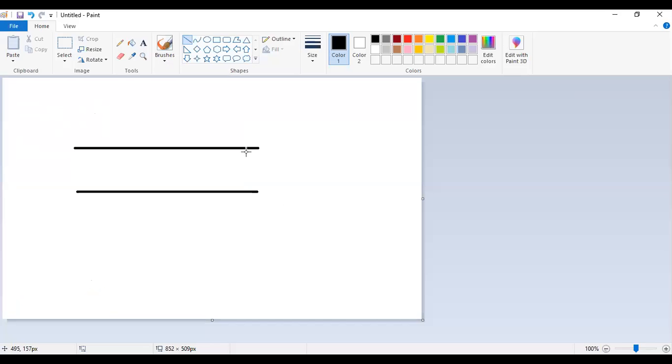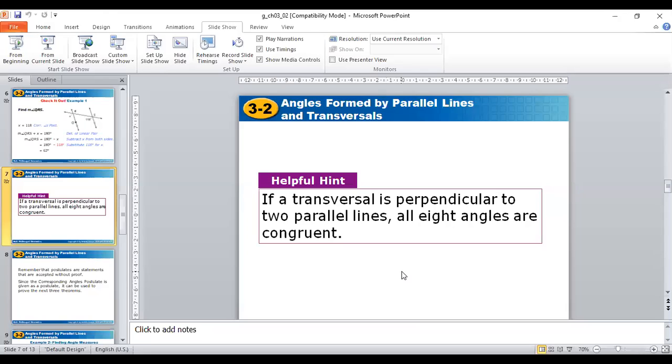So this is one line and this is another line, and if the transversal line goes straight up like that, the angles formed are going to be all 90-degree angles. That's what they had said, that all 8 angles are congruent, which means they are all equal. All the 8 angles are going to be equal.